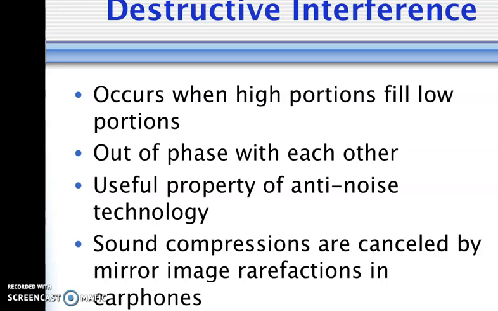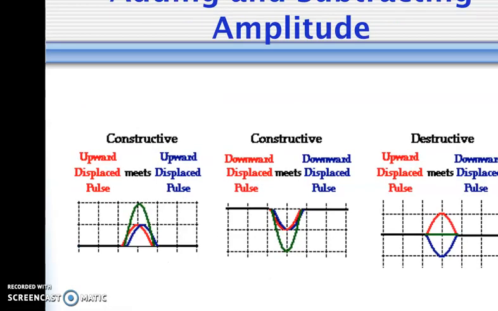Sound compressions are canceled out by mirror image rarefactions. Here is an image of that. Constructive, you can see in the first two there, the amplitudes are at the same spot and it makes the amplitude larger. And then destructive interference is when the crest is met up with the trough of another sound wave and they cancel each other out.